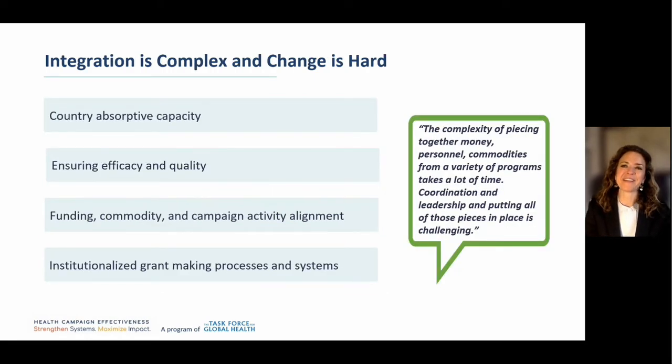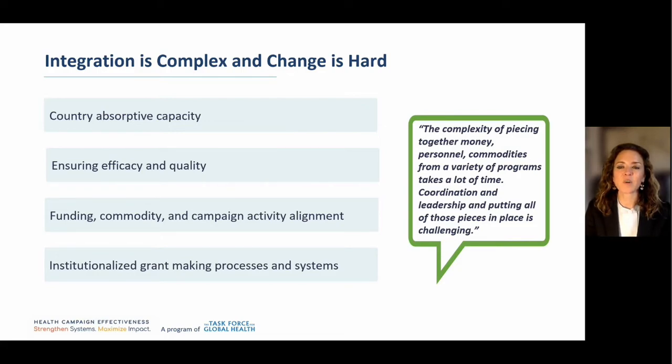The final theme is integration is complex and change is hard. First, country absorptive capacity is limited in this moment. There are so many competing priorities, particularly now with the pandemic. And donor and partner coordination is difficult. There are high transaction costs to do this. There is already concern for overloading an already overburdened health workforce.